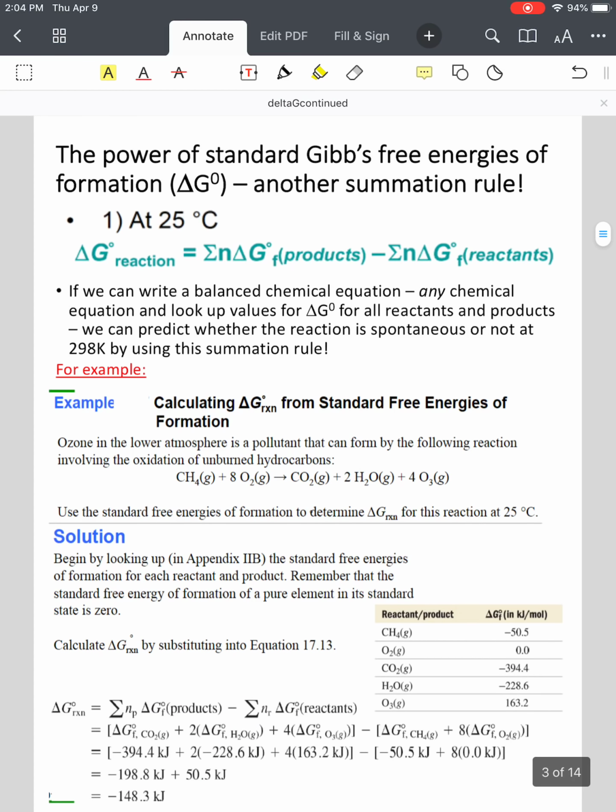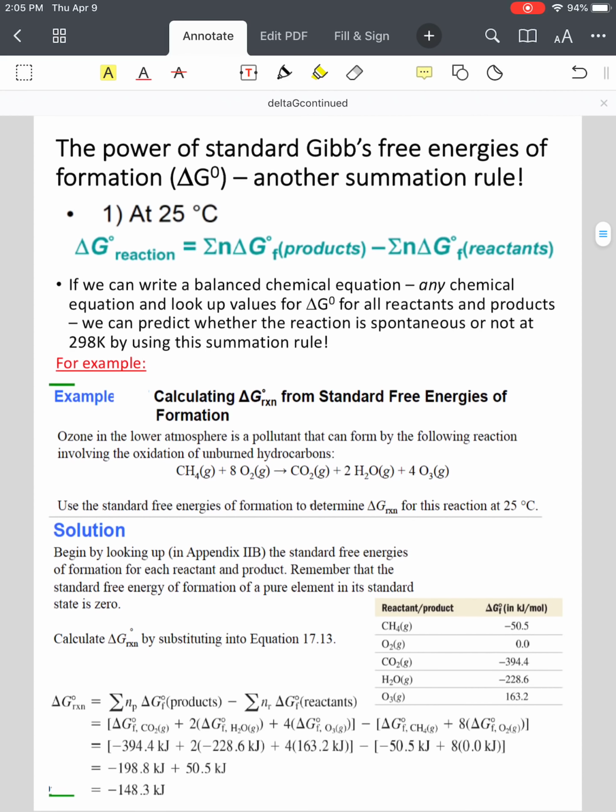Now, why is this kind of cool and useful for us, okay? In other words, what is the power of this standard Gibbs free energy of formation business? Well, I mentioned there's going to be this other summation rule.